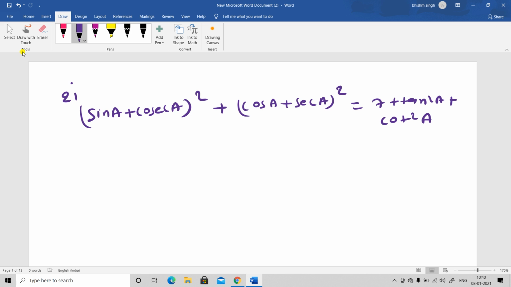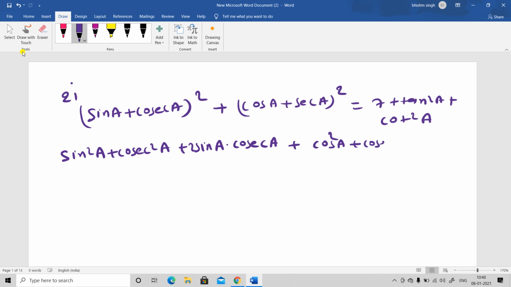Now, it's very simple math. We'll just expand this. This is (A + B) whole square, so it is sin square A + cosec square A + 2 sin A into cosec A. Then the next one is cos square A + sec square A + 2 cos A into sec A.